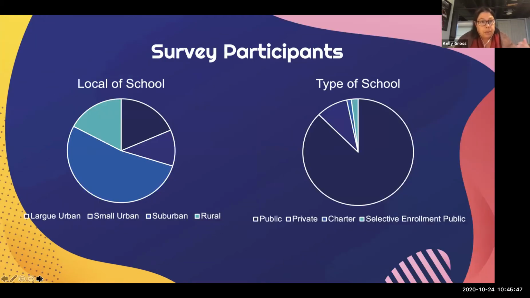Just some information about the participants. Participants self-identified the location of their school as large urban for 18.5% of respondents, small urban for 11.25%, suburban for 52.98%, and rural for 17.22%. The schools that participants taught in were mainly public at 87.42%. Almost 10% were private, 2% selective enrollment public, and 1.3% were charter. There was a fairly even distribution of grade levels taught with a slight skew towards elementary.